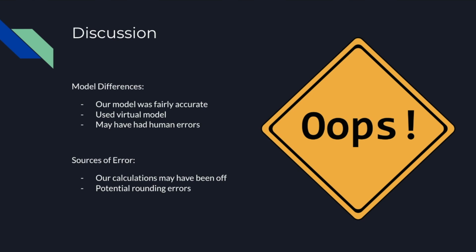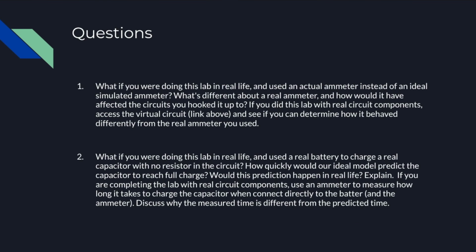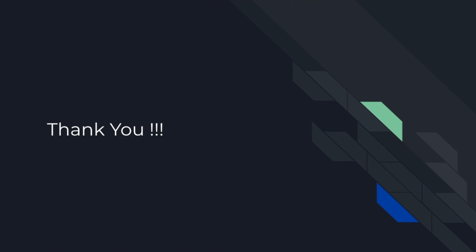Quickly skim over this. Similar to other labs, we're probably going to have some human errors in our model difference and source of error. And then the last question. These two questions are really the same. We're using ideal situations of 0. So if we used a real ammeter, the current in the circuit would decrease and be lower, and then a real battery would charge immediately.